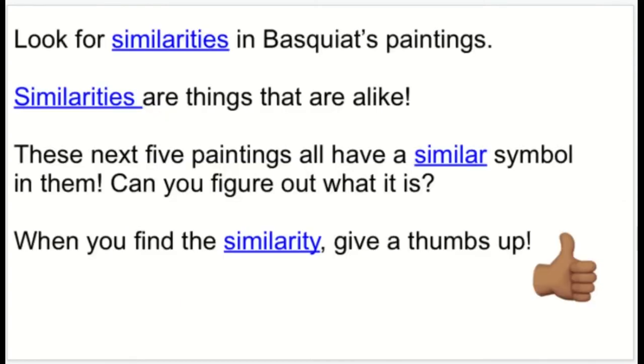Next, I'll have you guys look for similarities in Basquiat's paintings. Similarities are things that are alike. These next 5 paintings all have a similar symbol in them. Can you figure out what it is? When you find the similarity, give a thumbs up.